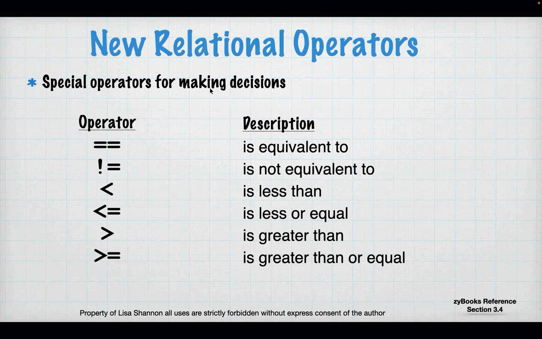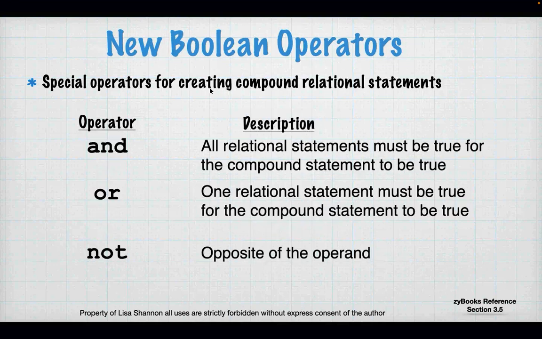And then we have less than or equal to, greater than or equal to. Those are all the relational operators, and they are used with our branches, with our if statements. So we have some Boolean operators. I know we're throwing a lot of stuff at you tonight. We have and, or, and not.